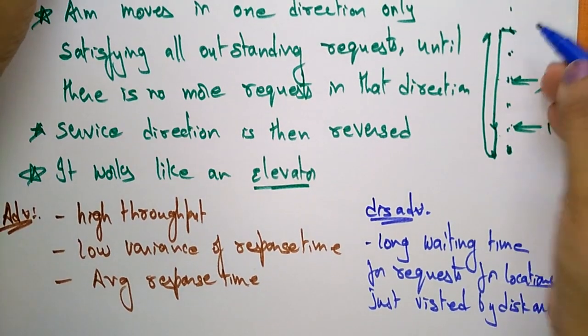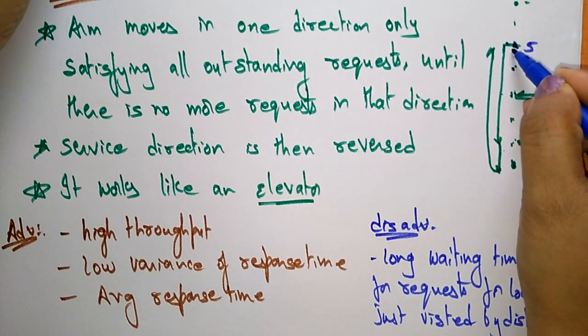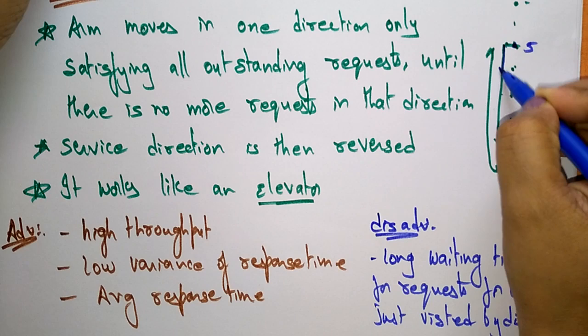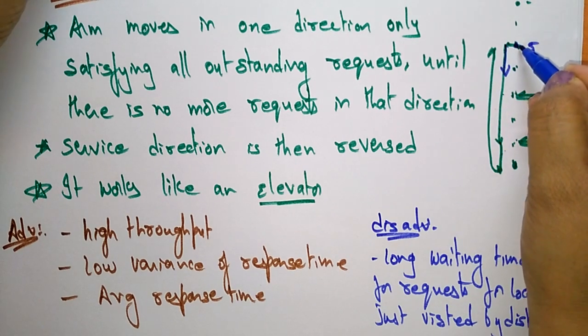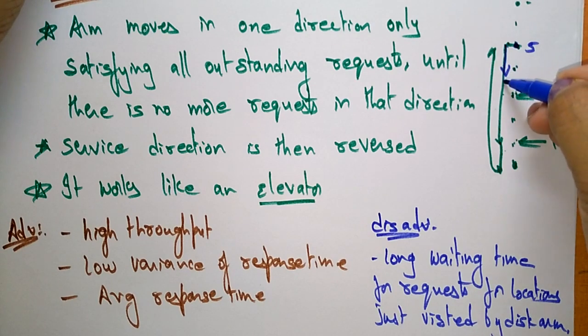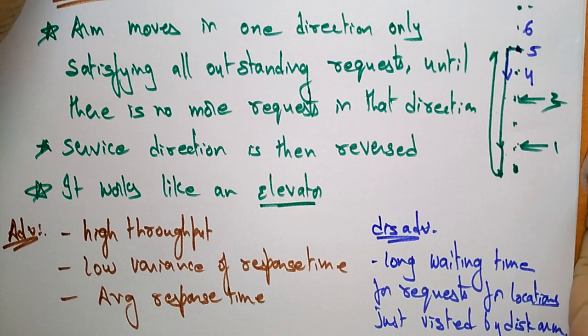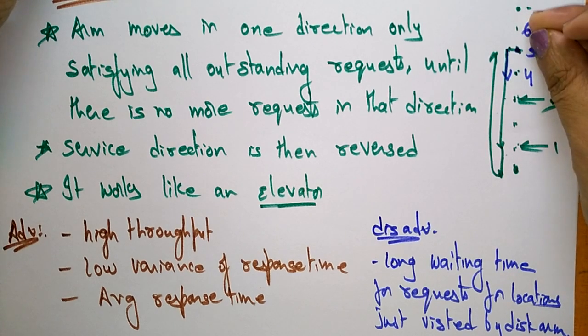It means suppose here we are in the 5th track. Now we are moving in this direction. We start from 5th, moving in this direction, and we reach the 4th. Now suddenly the 6th request will come.